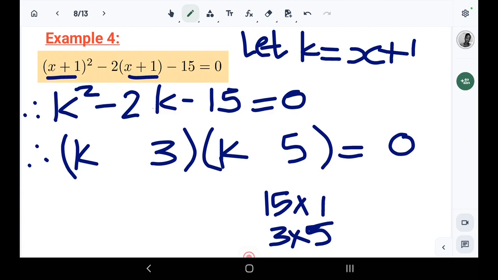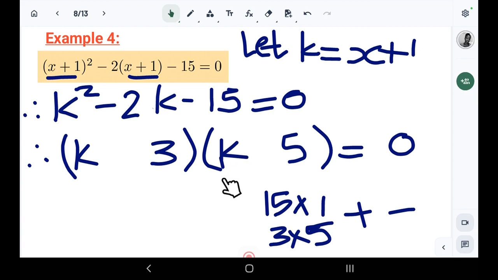Now, what is the sign? We've got minus as the last term, so obviously we'll have a plus and a minus. The question is, where do we put a plus and where do we put a minus? We've got a minus in the middle.